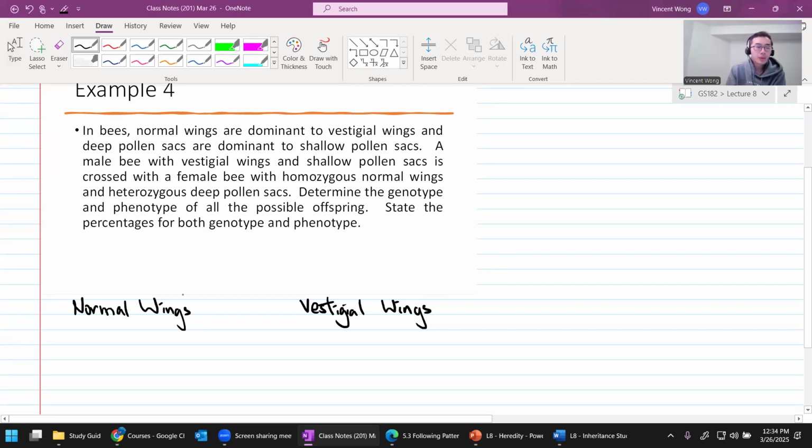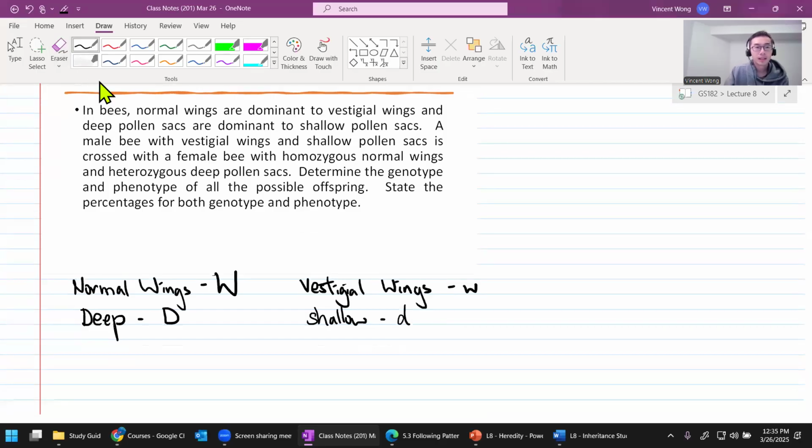And we're gonna have to use an alphabet to represent these things. So use capital W for normal wings and little w for vestigial wings. And then we have the pollen sacs here for the bees. Deep pollen sacs are dominant to shallow pollen sacs. So we're going to put deep here, capital D, and shallow is going to be lowercase d.